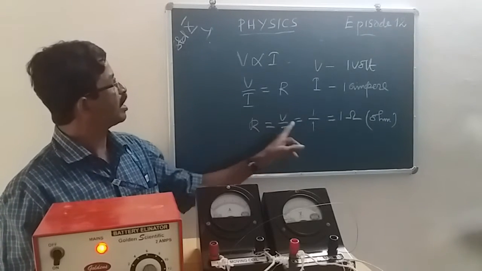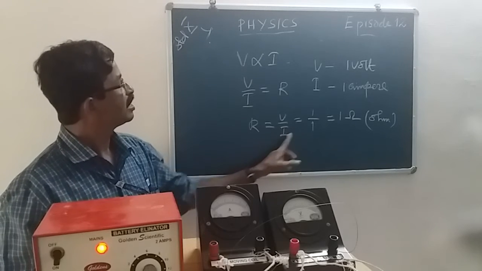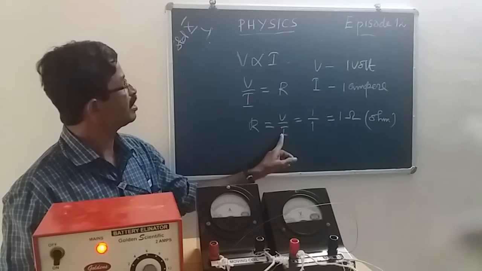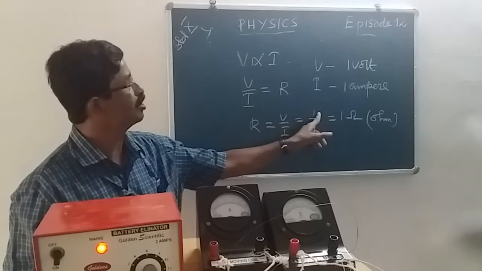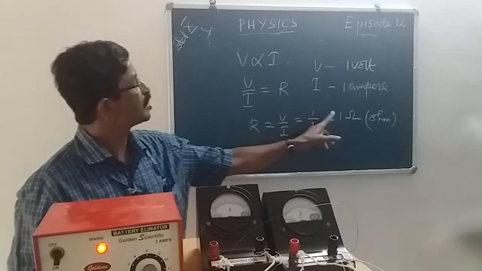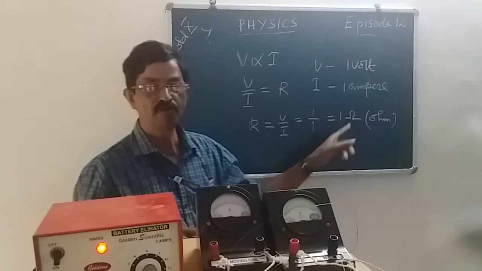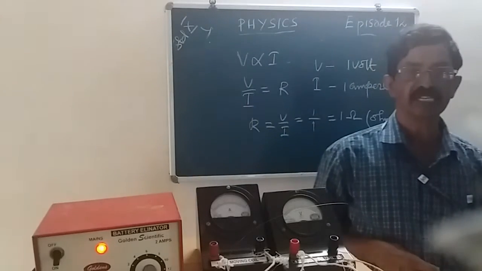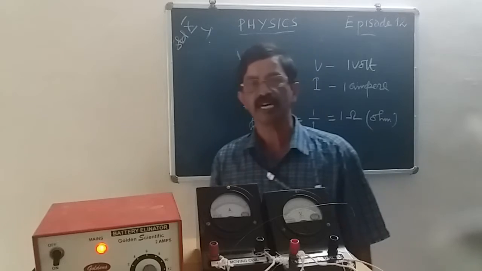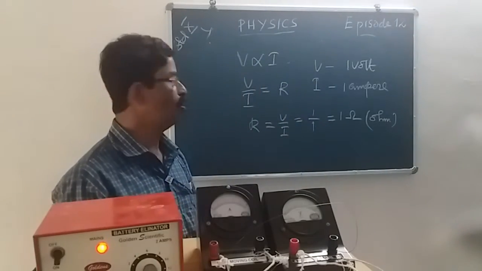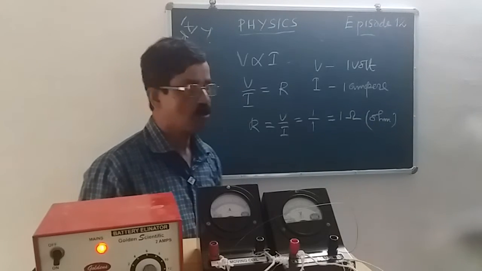If the current through a conductor is 1 ampere when we apply 1 volt potential, then the resistance of that conductor is 1 ohm. 1 ohm is the resistance of a conductor when 1 ampere current flows through it under a potential difference of 1 volt. So the unit of resistance is ohm.